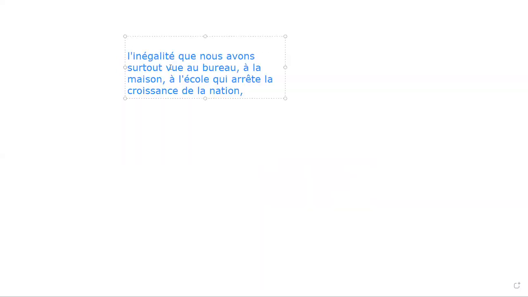Is it clear? Then I will explain l'inégalité que nous avons surtout vu. What is vu? We have a verb, voir, my verb to see, and the past participle of voir is vu. So I'm saying l'inégalité que nous avons surtout vu au bureau. Inequality, mostly we have seen, nous avons vu, surtout especially, vu au bureau.